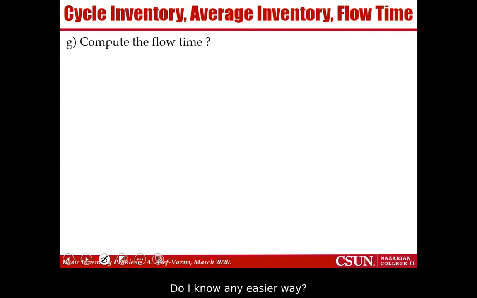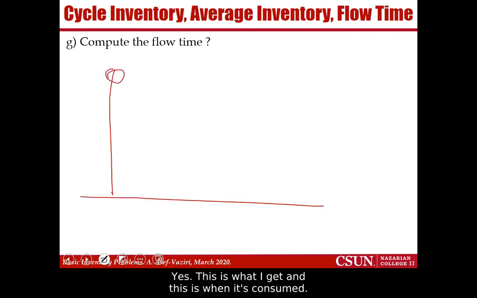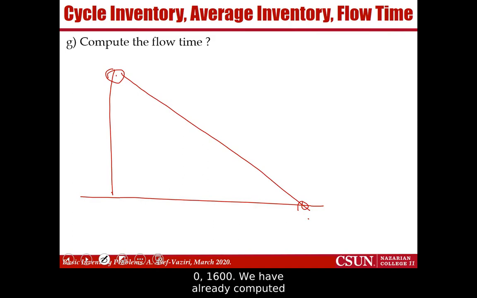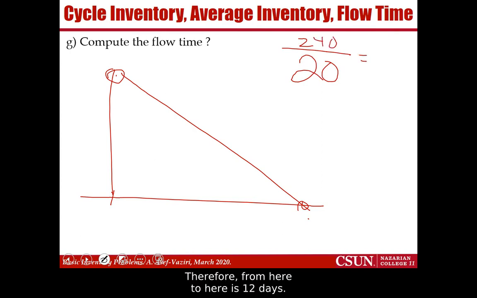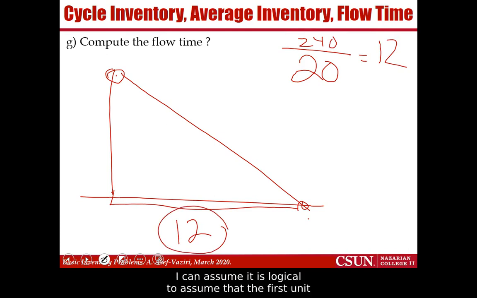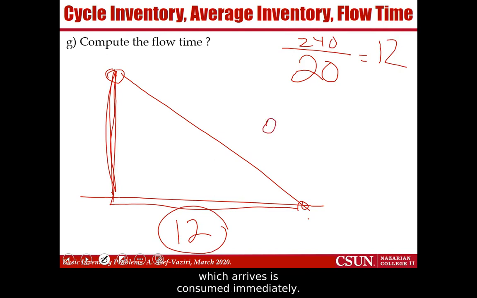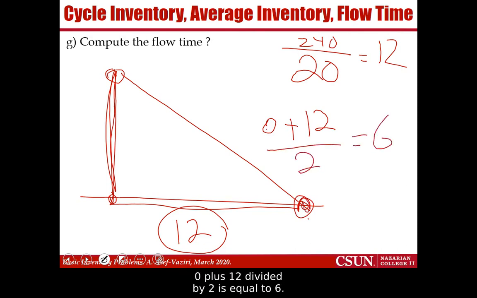Do I know any easier way? Yes. This is what I get, and this is when it consumes. 0, 1600. We have already computed that we ordered 20 times, and a year is 240. Therefore, from here to here is 12 days. Now look at this. It is logical to assume that the first unit which arrives is consumed immediately. The last unit that I consume is after 12 days. Therefore, immediately consumed, and after 12 days, 0 plus 12 divided by 2 is equal to 6. So I showed you several ways to find it out.